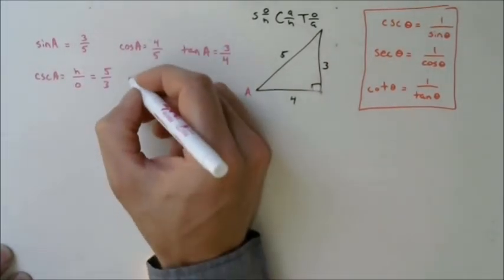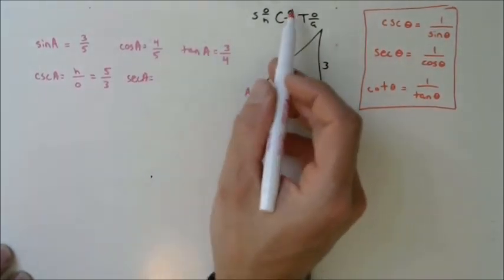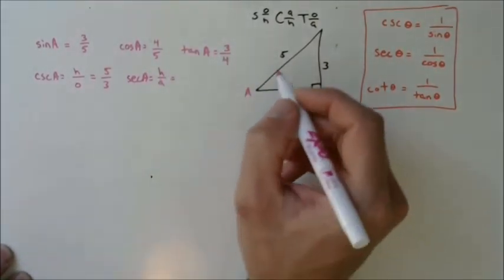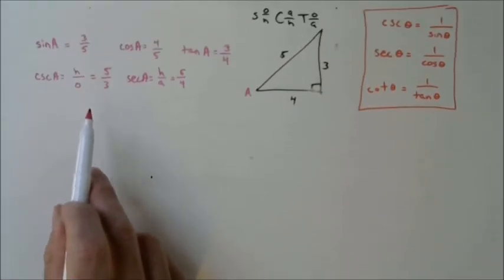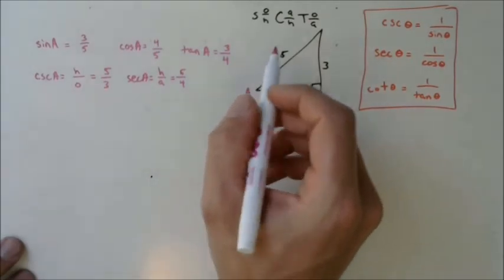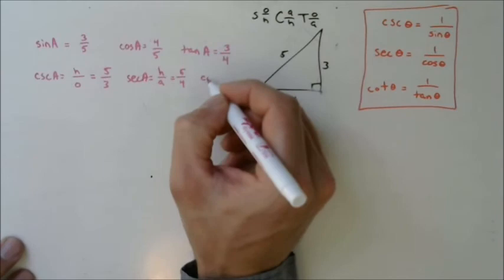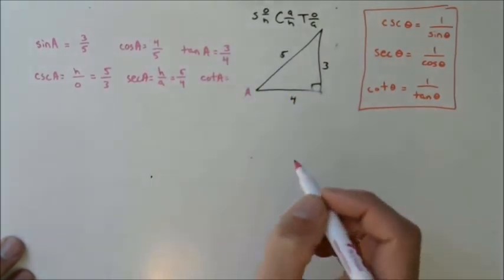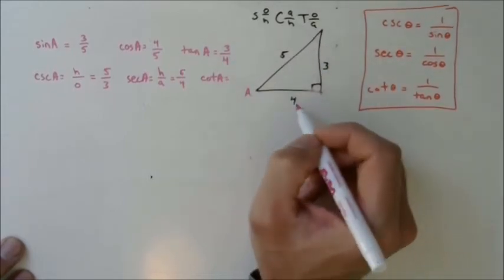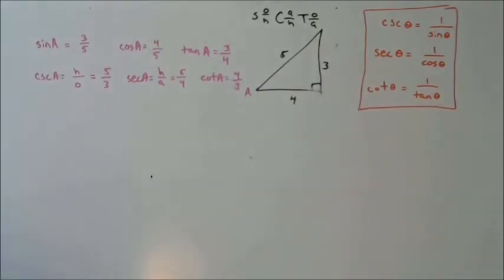Okay? The secant of A, if the cosine of A is adjacent over hypotenuse, then this is going to be hypotenuse over adjacent, which is going to be 5 over 4. Reciprocal trig ratios can be greater than 1. Okay? And the last one is the cotangent of A, which is, instead of opposite over adjacent, going to be adjacent over opposite, 4 over 3. Okay? Not much to it.